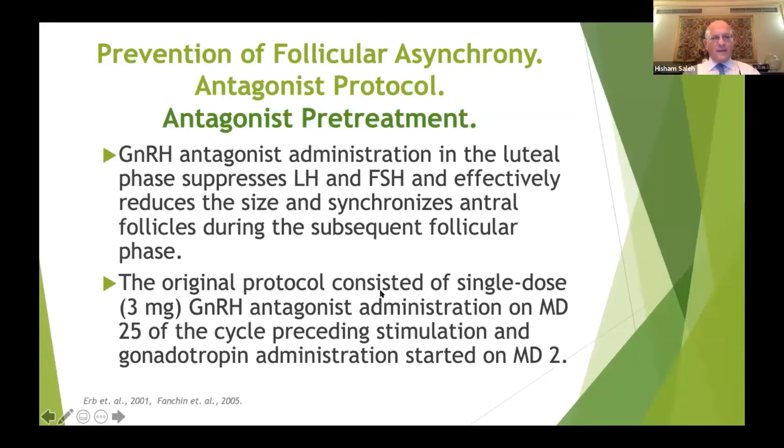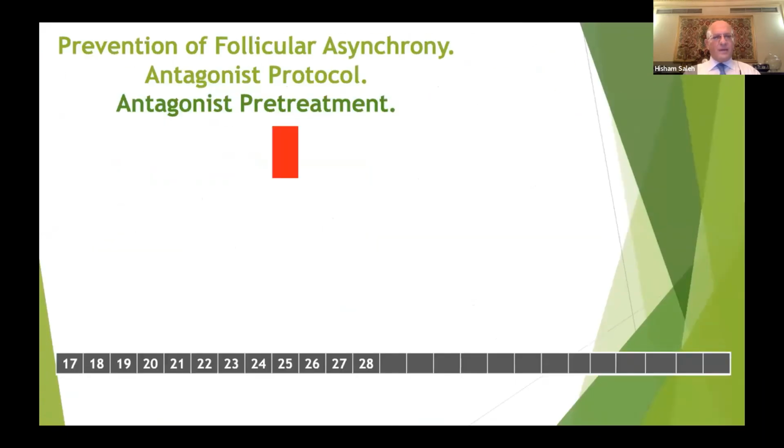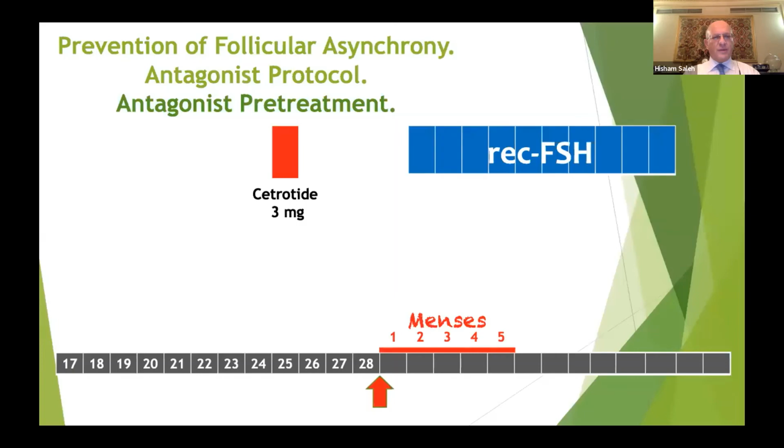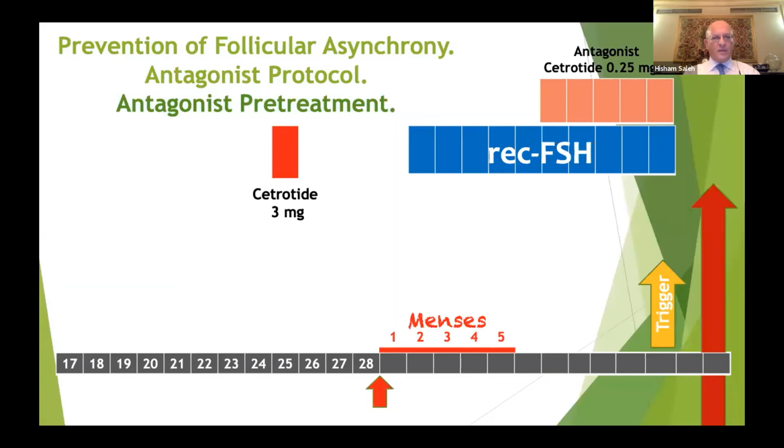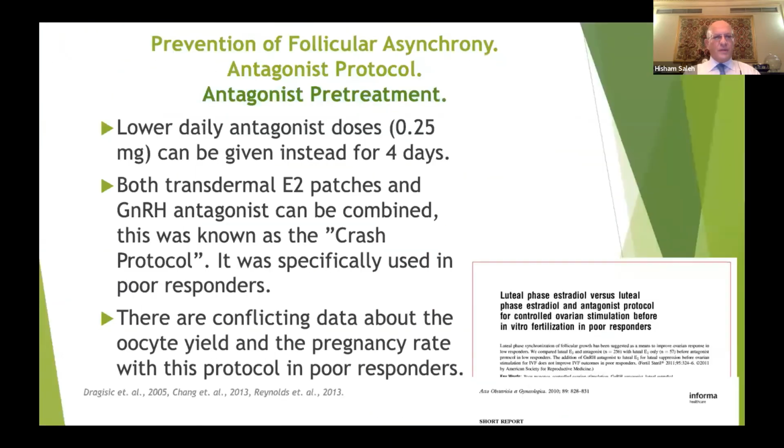25 of the cycle, and they start their stimulation on menstrual day 2 because menses comes in time. This is how you use this protocol. You give one single dose of 3 mg cetrotide on the 25th day of the cycle. You expect the menses in time, and you start on day 2 your rec-FSH and continue the protocol as usual.